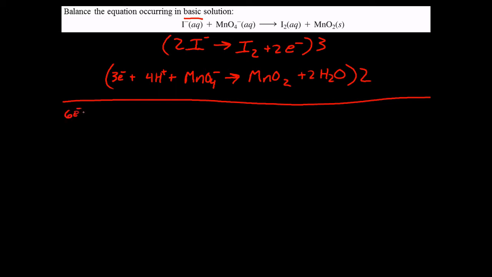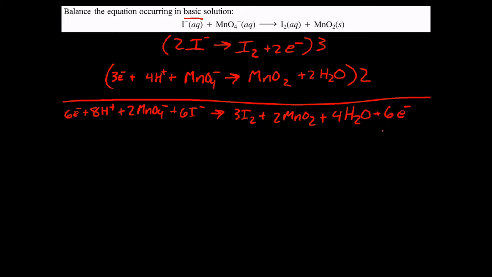6 electrons plus, and what I'm doing here is I'm just adding everything together. So 6 electrons, 8H plus, 2MnO4 minus plus 6 iodides. So that's all the reactants. Goes to 3I2 plus 2MnO2 plus 4 waters plus 6 electrons.